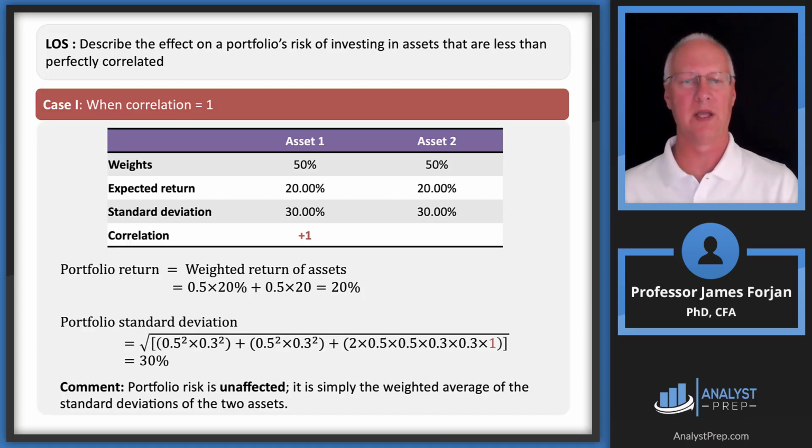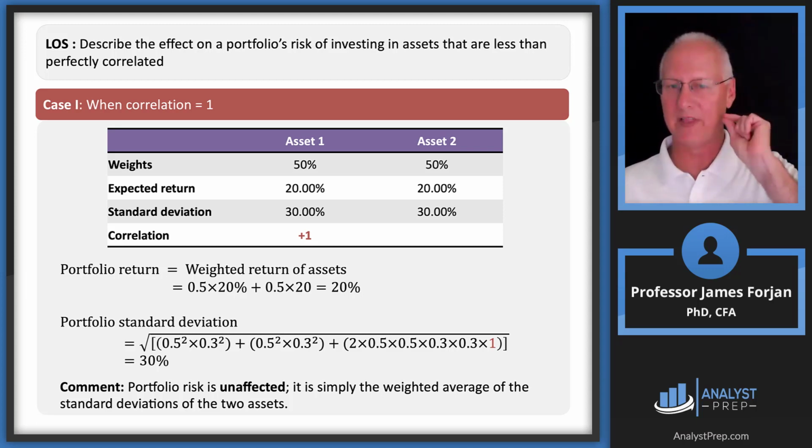So let's go ahead and do a little bit of math here. Let's go back to an example, asset 1 and asset 2. Notice we just picked an equal weighted portfolio here. So 50% and 50%. Expected returns are 20% and 20%. And the standard deviation is 30% and 30%. All right, so asset 1 and asset 2, they look an awful lot alike.